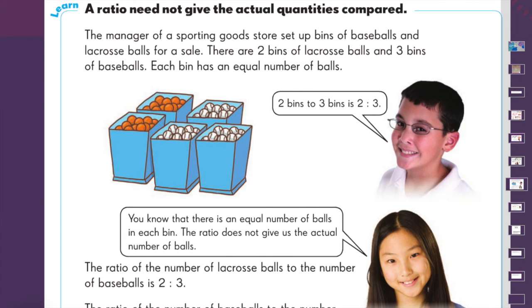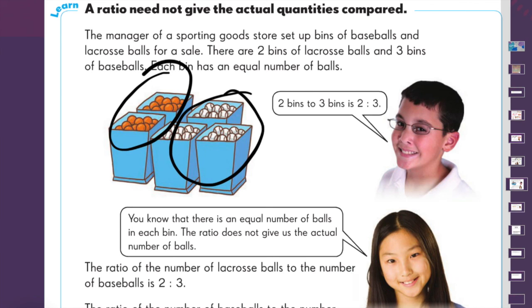It says the manager of a sporting goods store set up bins of baseballs and lacrosse balls for sale. There are 2 bins of lacrosse balls and 3 bins of baseballs. Each bin has an equal number of balls. So we know that there's an equal number of balls in each bin, but the ratio does not give us the actual number of balls.